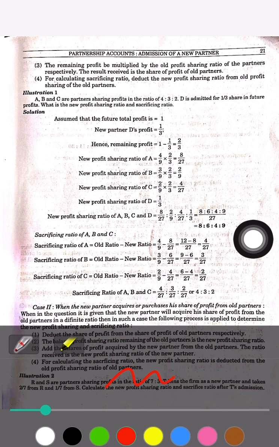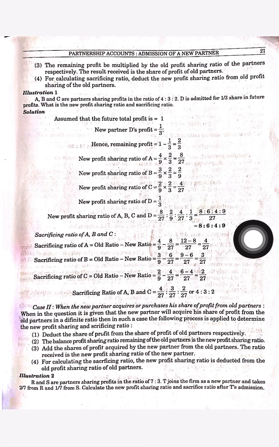So this is it for this illustration. Now moving to the next illustration. R and S are partners sharing profit in the ratio of 7:3. T joins the firm as a new partner and takes 2/7 from R and 1/7 from S. It is very simple.